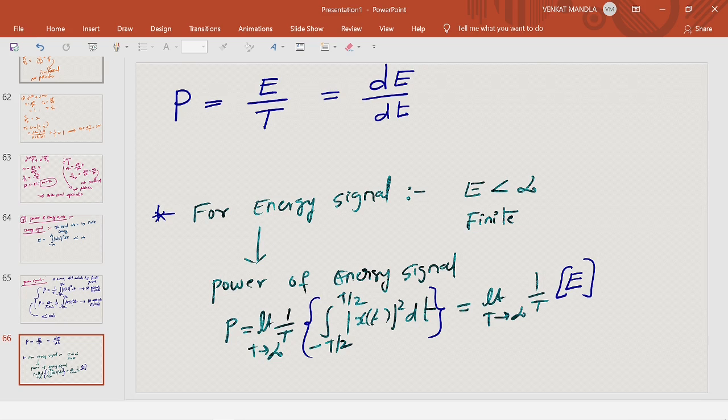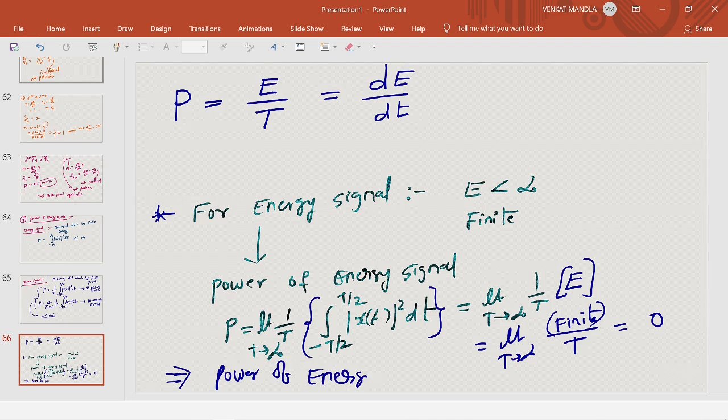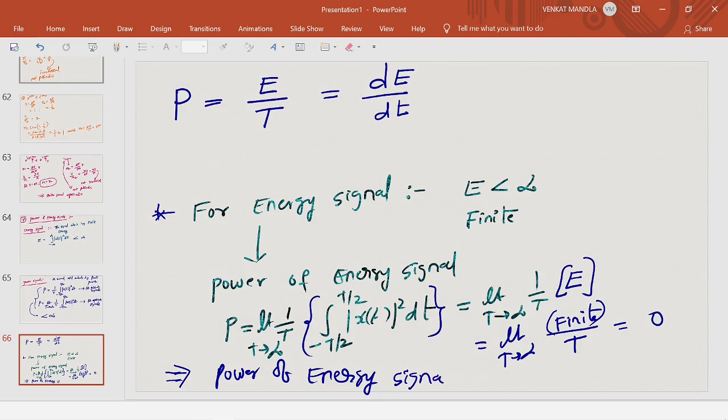Okay, so this is some finite value, limit T tends to infinity. Energy is finite here for an energy signal, some finite value by T. But here limit T tends to infinity, then what do you get? 1 by infinity, 0. Okay, so this is one important consequence. So power of an energy signal is 0.